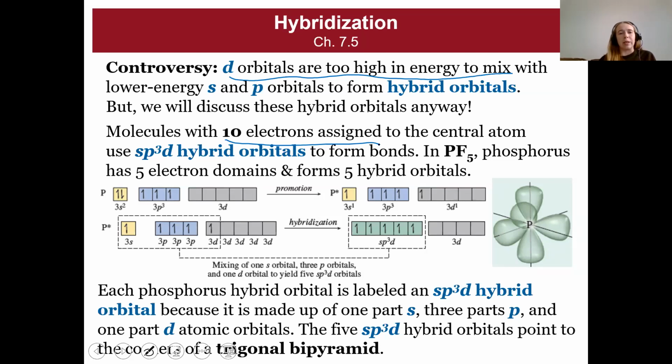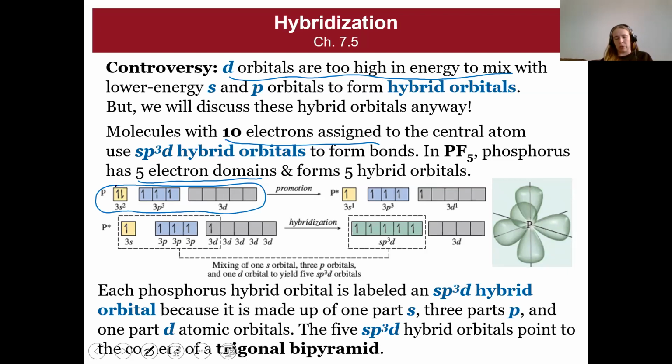So, for example, PF5 or PCl5, same difference. Phosphorus has 5 electron domains and forms 5 hybrid orbitals. So this is our electron configuration for phosphorus to start with. It's just like nitrogen, we have 3 unpaired electrons in the p orbitals and 2 paired up electrons in the s orbitals.